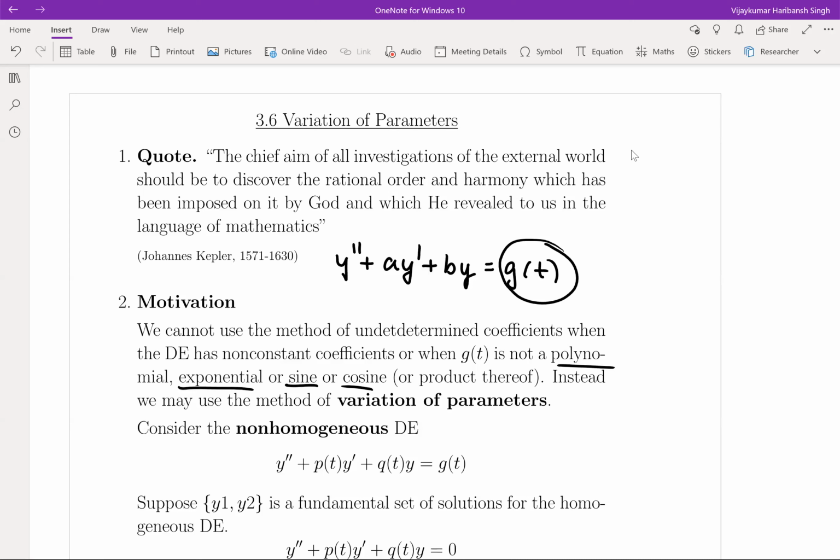Now we want to move to the next step. What if this g of t is neither of these? That means it's not a polynomial, exponential, sine or cosine, or their products. So how would we go about it? For that, we have variation of parameters.